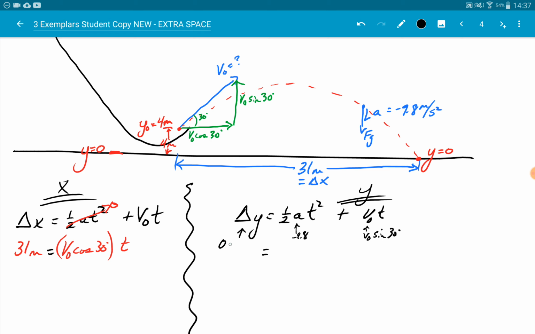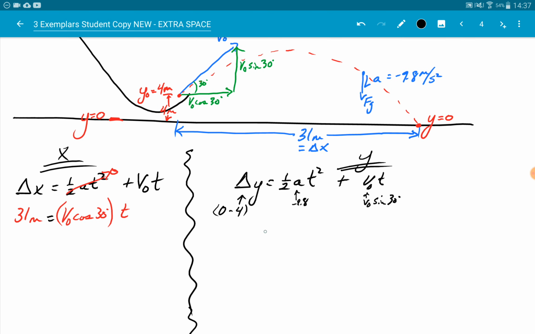The ending position is 0, the beginning position is 4, so that means it's going to be negative 4 for that thing right there. So I move that equal sign down a little bit more. Let's go ahead and put these in and see what we get. We get negative 4 is equal to 1/2 times negative 9.8, which is negative 4.9 t squared, plus v naught sine of 30 degrees multiplied by t.